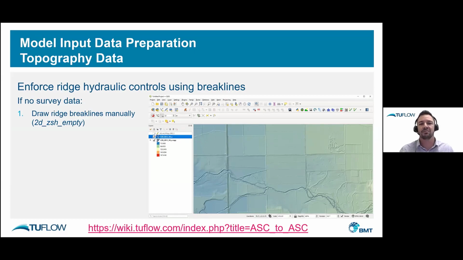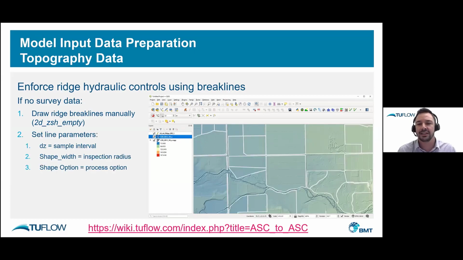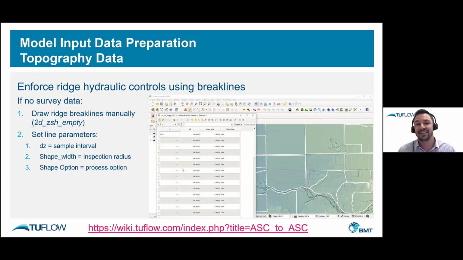Step one is to draw your break lines in manually. This data set looks pretty complex. It took me about 15 minutes. If someone's complaining they've got to draw something, pull them up. It's not that hard. With each of those lines, I just eyeballed it. I wasn't trying to get the exact crest. I was just trying to get close enough.